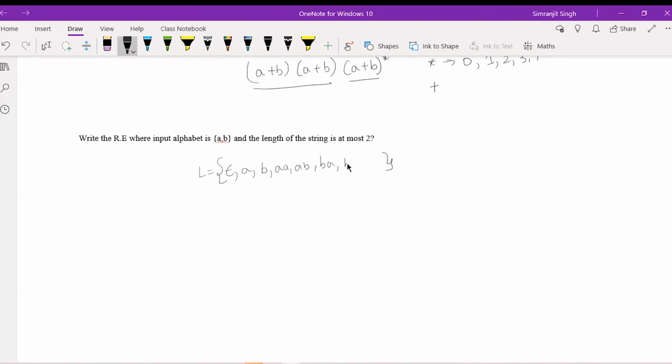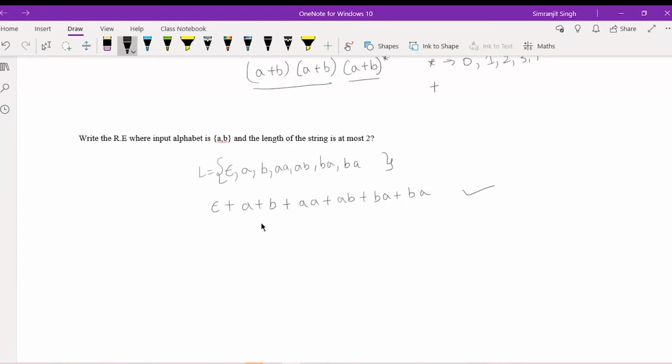If you don't understand it, you can just put a plus here, because this is a finite language. Don't need to worry about anything. You can just write it like this. This is also a valid answer. This is not wrong, because all of the things that are possible in it are there.